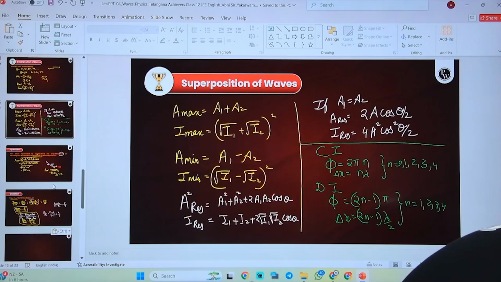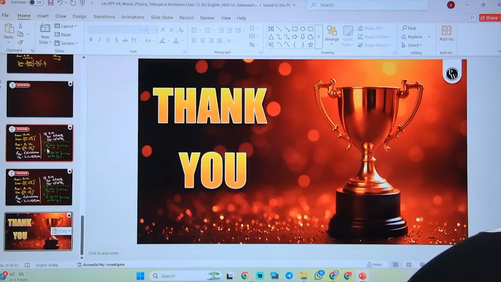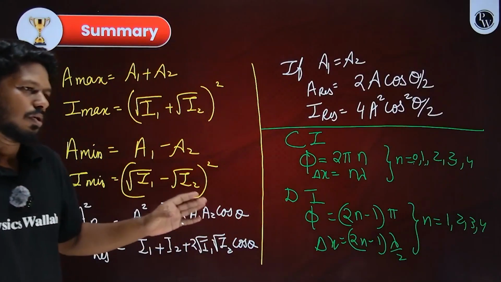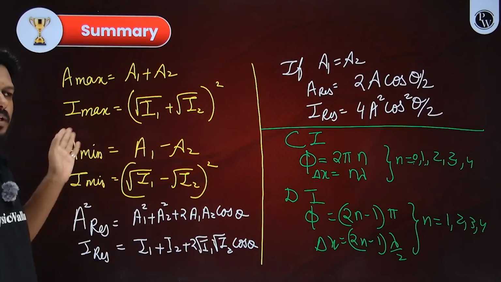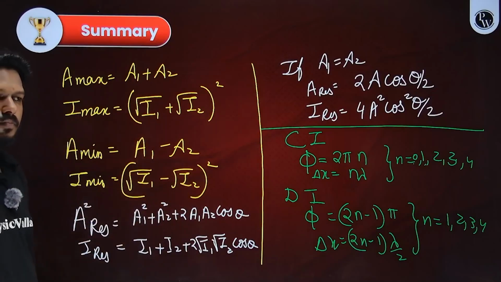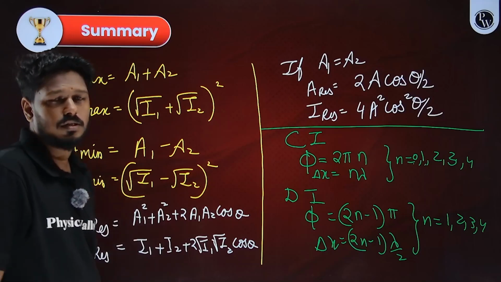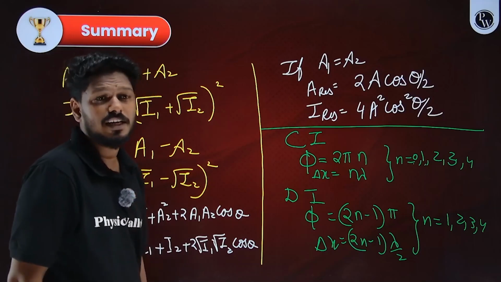Also the condition, I have given that also, right? So no issues. A max is equal to A1 plus A2. A minima is equal to A1 minus A2. So most of the things are here. Just remember the formulas. If you have any doubt, you can definitely let me know.